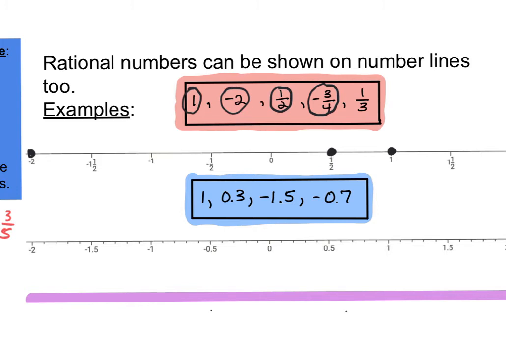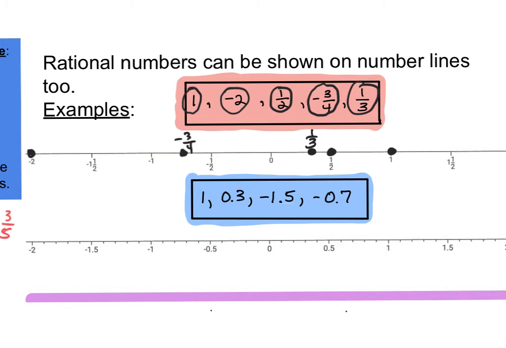So sometimes you will just have to estimate where a number is going to go on a number line. And I could also do the same thing here with 1/3. I know that 1/3 is greater than 0, but I also know it's less than 1/2. So I would probably put it about right there. It doesn't have to be perfect as long as it's close.